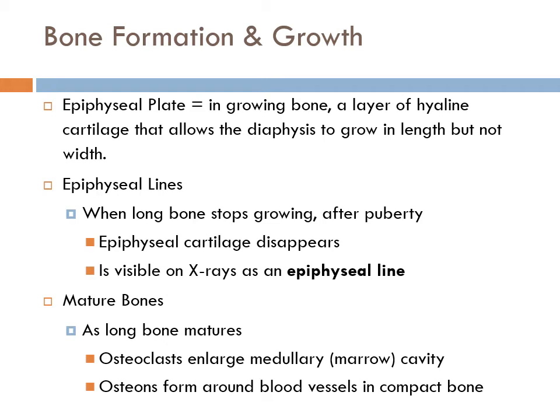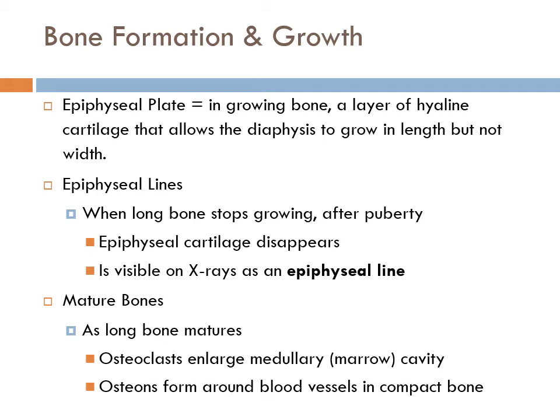Epiphyseal lines are where, once the long bones stop growing and the metaphysis closes and ossifies, we're left with epiphyseal lines. So the epiphyseal plate is the open metaphysis of a growing bone. The epiphyseal line is the closed ossified metaphysis where the diaphysis and the epiphysis come together. And these are visible on X-ray, and we'll look at a picture in a moment.